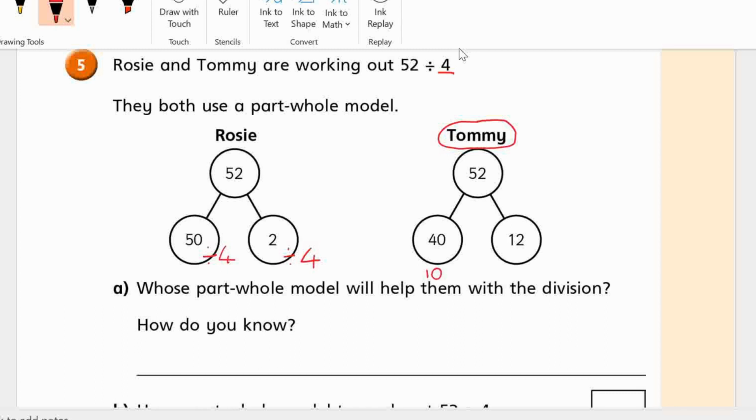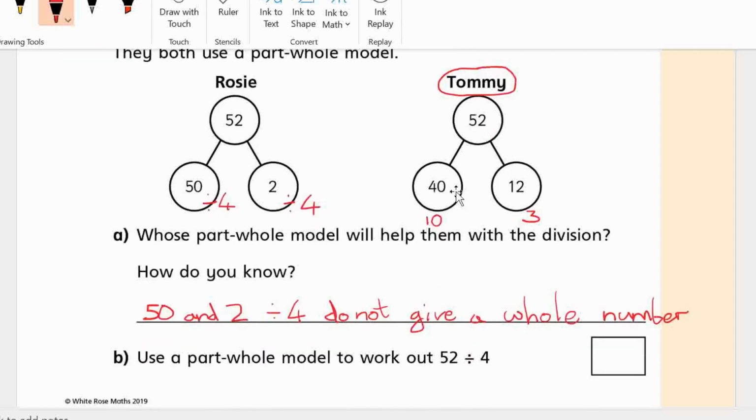What is 12 divided by 4? 3, okay? So the reason is 50 and 2 divided by 4 do not give a whole number. That's one reason. There's many reasons. The other reason is, of course, we can easily work out 40 divided by 4, and 12 divided by 4 should be fairly easy too. But this is the reason I've given.